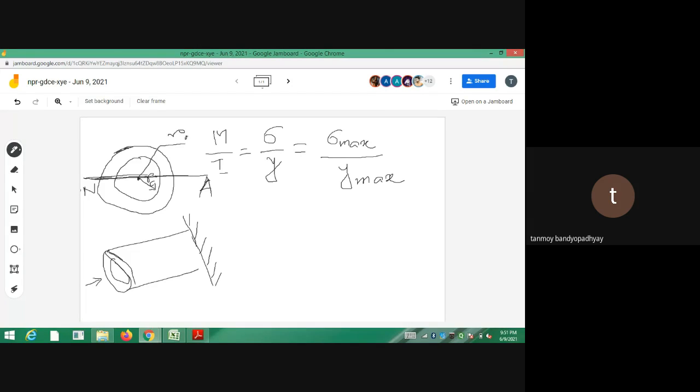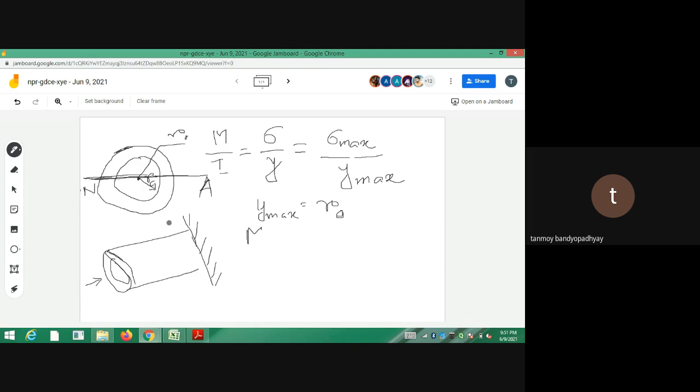For a solid circular cross section, the maximum stresses will be on the outside. In this case also, it's a hollow cross section. So Y will be maximum when Y is equal to R0. So Y max will be equal to what? Y max will be equal to R0, the outside radius. So the maximum stress will certainly occur at the outer radius, and the maximum moment will correspond to that.